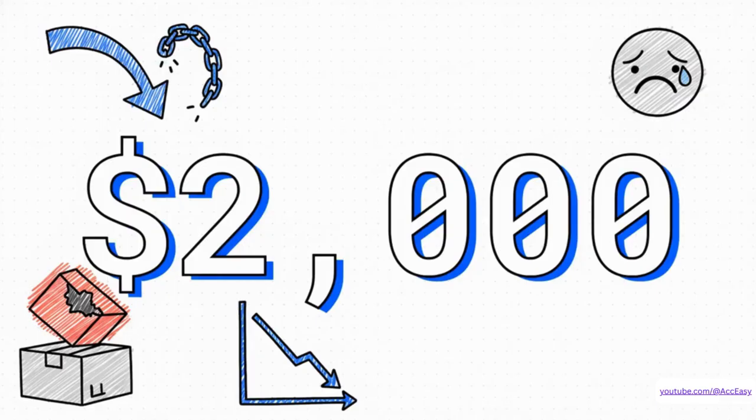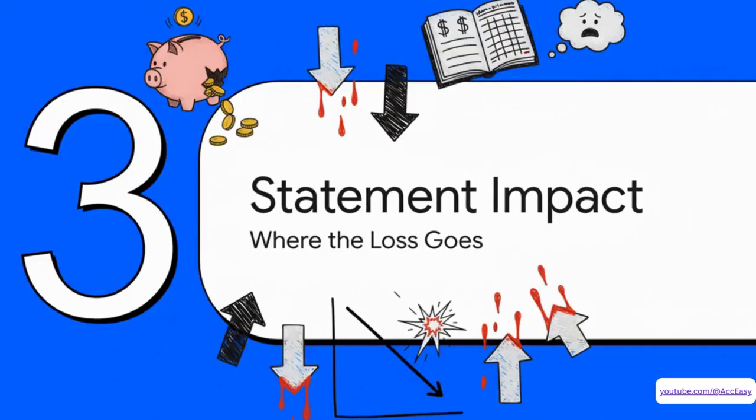So what does this all mean in dollars and cents? Well, the inventory used to be valued at $10,000. Now it's only worth $8,000. That means ABC Company has to take a loss, a write-down of $2,000. Okay, so they have to record this $2,000 loss. Where does it actually go?